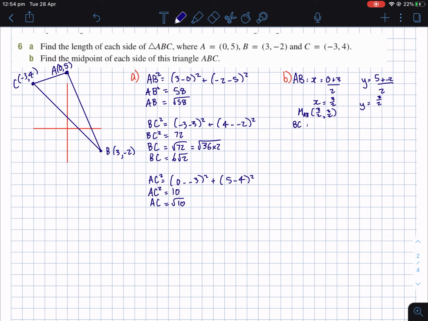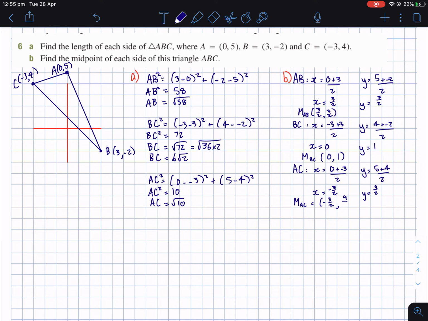BC, we have x equals -3 plus 3 over 2, so x equals 0. Y equals 4 plus -2 over 2, so that's 2 over 2, which is 1. So the midpoint of BC is at 0, 1. And let's now have a look at AC. X equals 0 plus -3 over 2, so x equals -3 on 2. Y equals 5 plus 4 on 2, so y equals 9 on 2. So midpoint AC equals -3 on 2, 9 on 2. That's it.